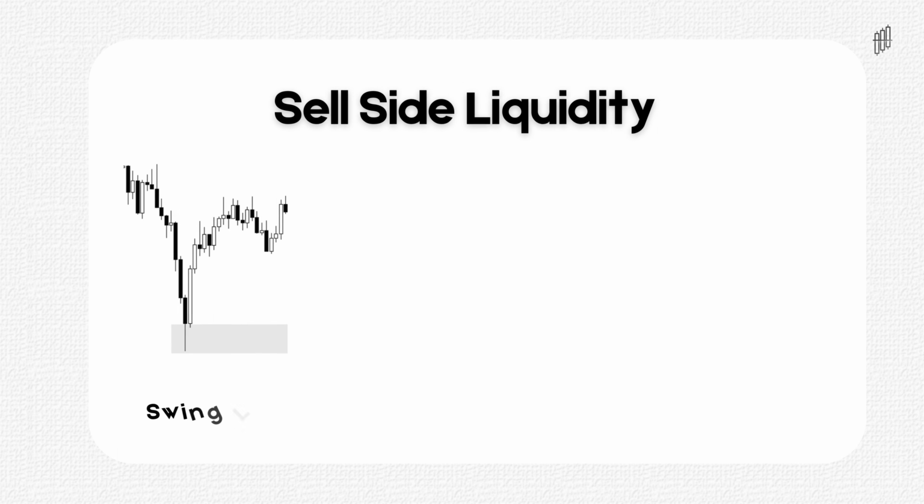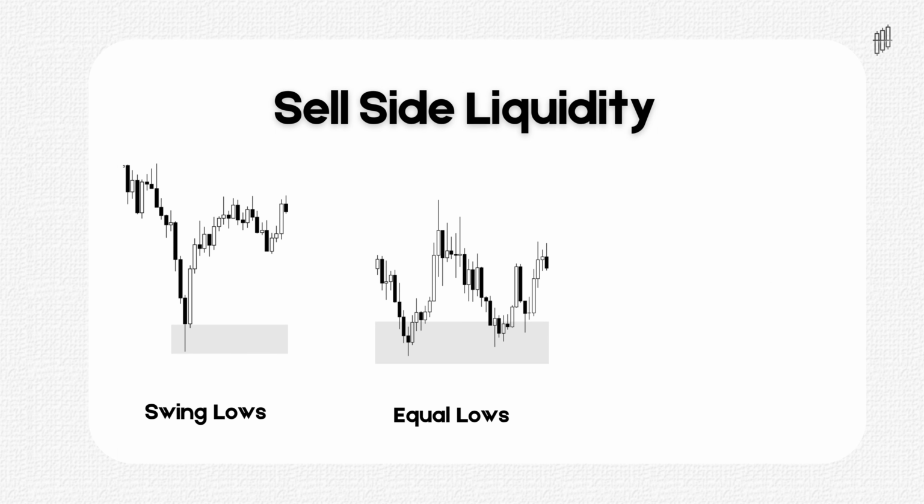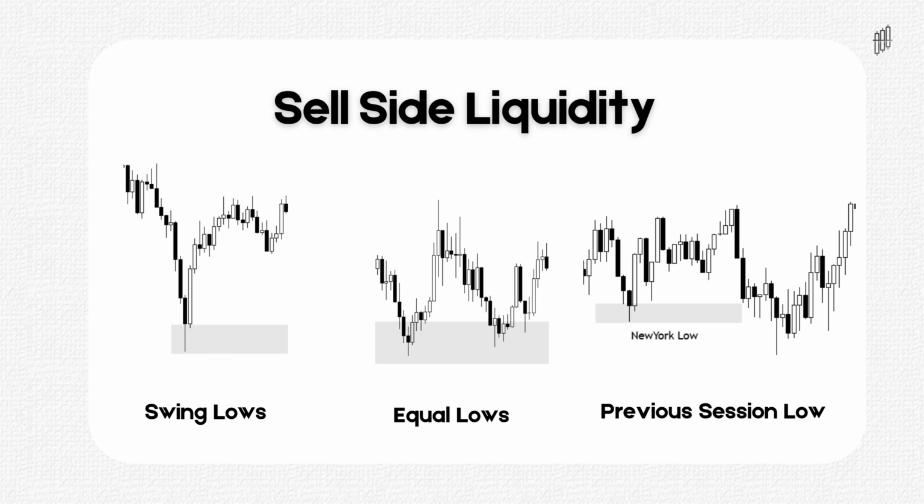The second type is sell-side liquidity. This sits below swing lows, equal lows, and previous session lows. This is where long traders have placed their protective stops. Institutions sweep this area when they need to fill massive buy orders at discounted prices before launching price higher.